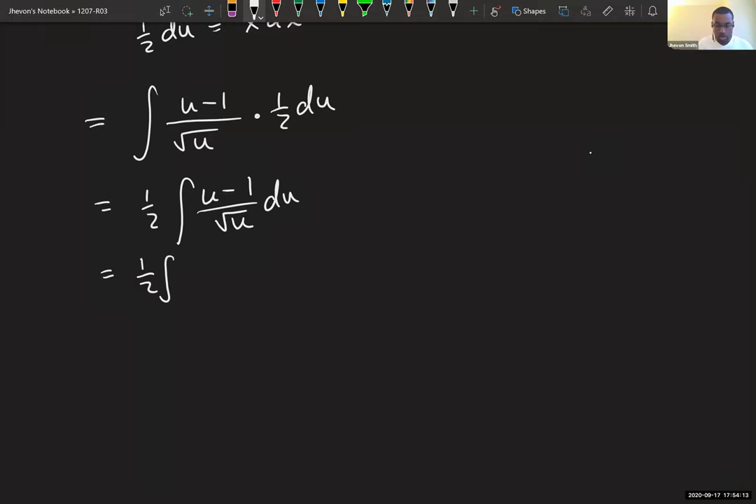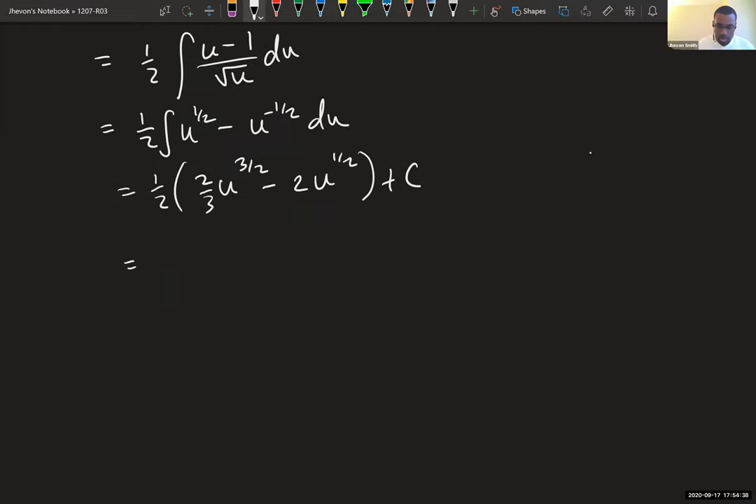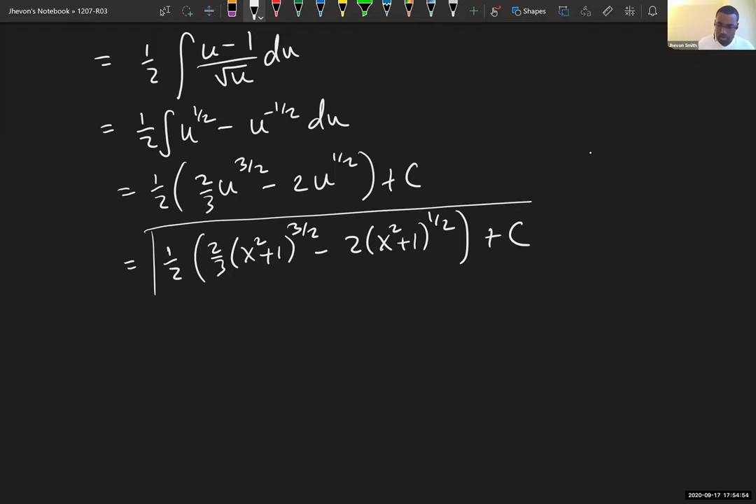How you deal with that, you'd simplify. So that's the square root of u minus u to the minus a half. Or let's just write that as u to the half. And you would add 1 to the power, divide by the new power, add 1 to the power, divide by the new power, plus c. And so this would become, right? So that would be the answer. Now that is actually the answer.